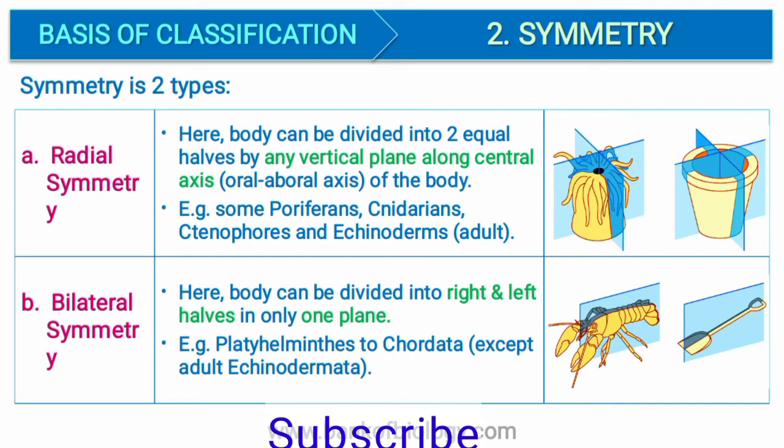Next is bilateral symmetry. Here the body can be divided into right and left halves, into two equal halves in only one plane. We can divide it in one plane, whereas in radial symmetry we can divide it in multiple planes. For example, platyhelminths to chordata, except adult echinodermata, all have bilateral symmetry. We can divide them in only one plane, not in more than one plane.